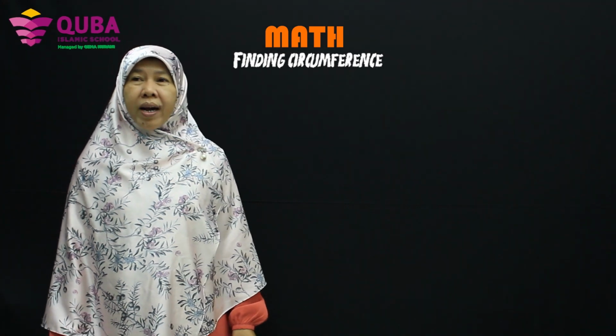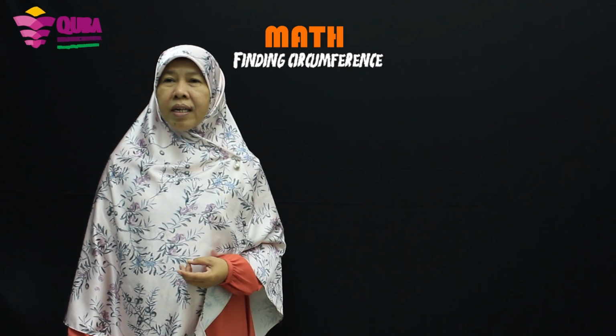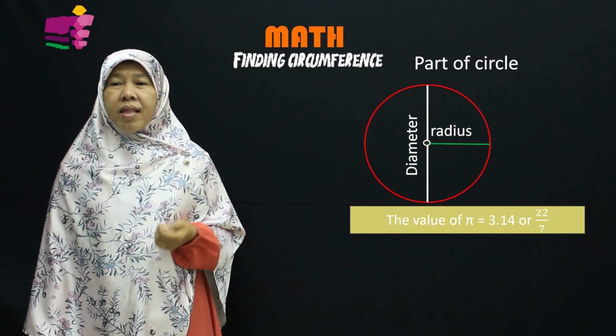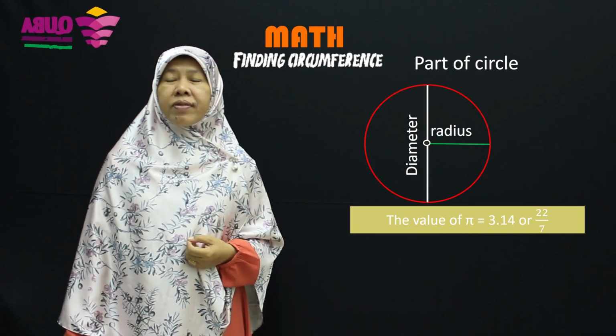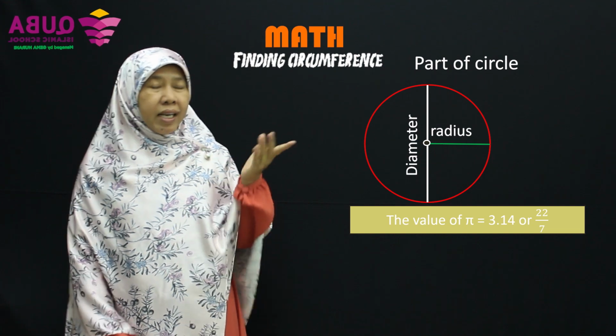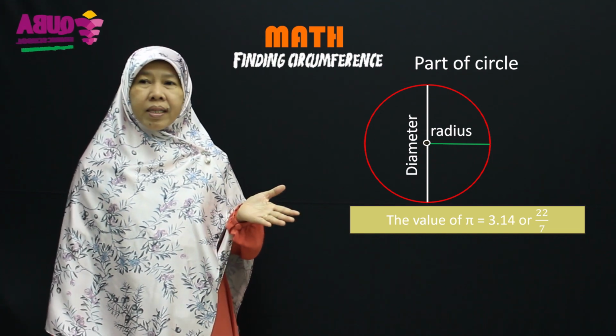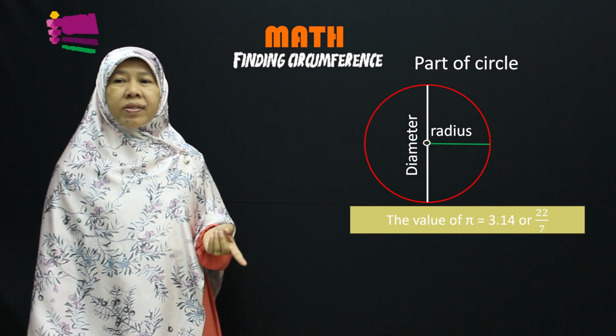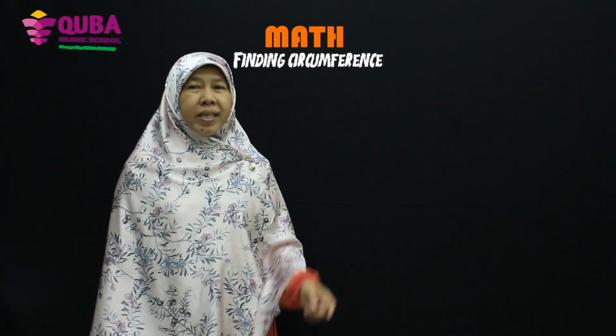Before we find the circumference of a circle, we have to know the parts of a circle. The first is the center of the circle. The second is the diameter of the circle. After this, the radius of the circle. We will take a look at the picture.